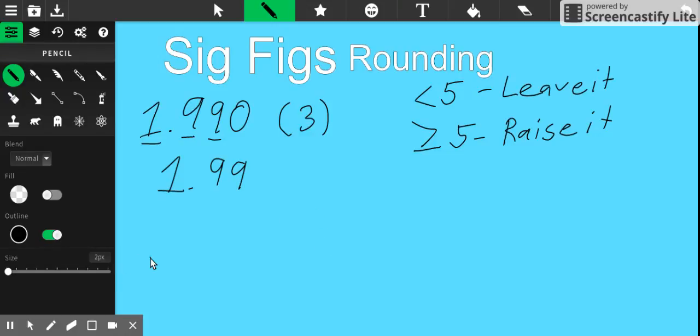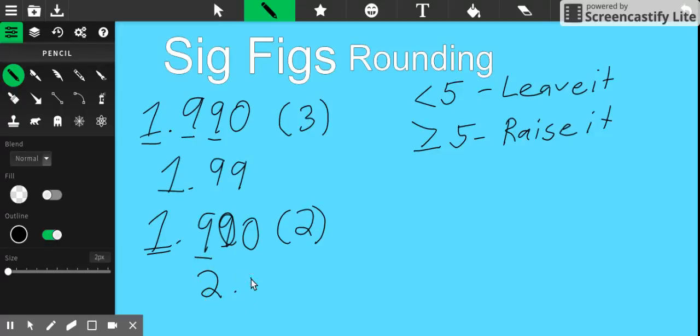Now the other version of the test had the same one, 1.990, but it said only 2 sig figs. So find your first 2 sig figs. Look at your third one. It's a 9. 9 is greater than 5, so you round up. 2.0. You have to include the 0 because you're down to 2 sig figs.